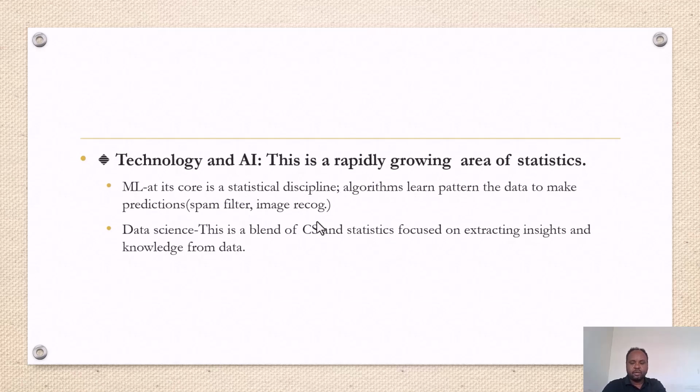This is a rapidly growing area of statistics, particularly in machine learning, data science, and deep learning. Machine learning at its core is a statistical discipline, meaning algorithms learn patterns to make predictions, such as spam filters and image recognition. Data science is a blend of computer science and statistics focused on extracting insights and knowledge from data. So statistics is applicable in almost all fields of study, but these are some examples.